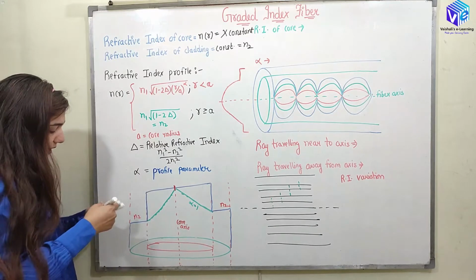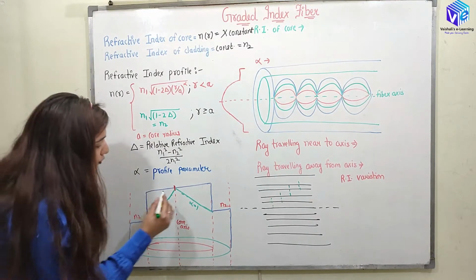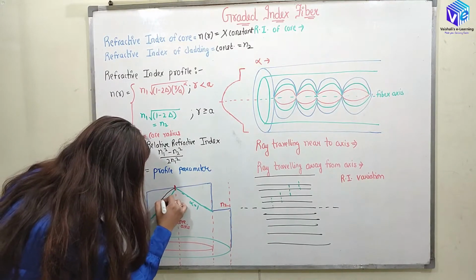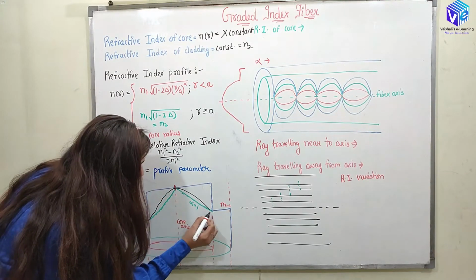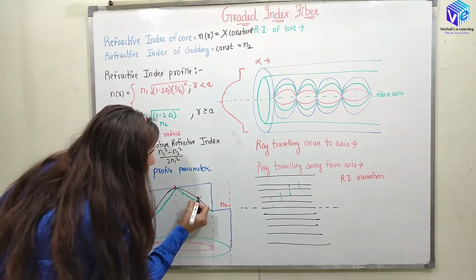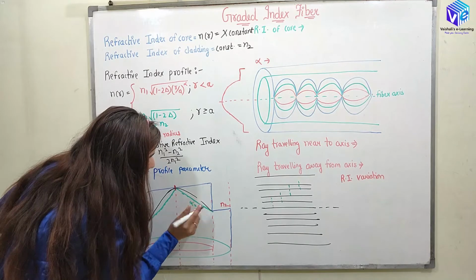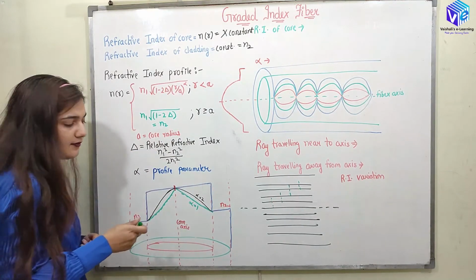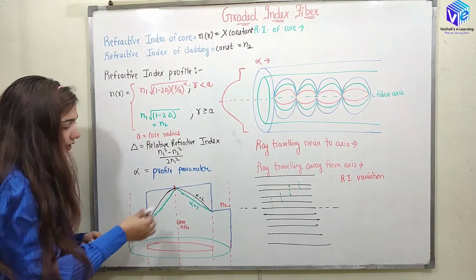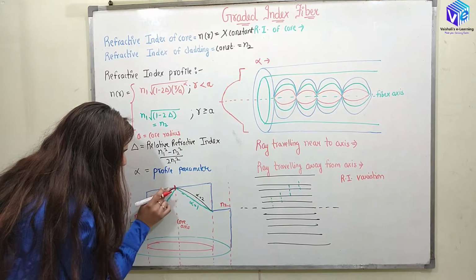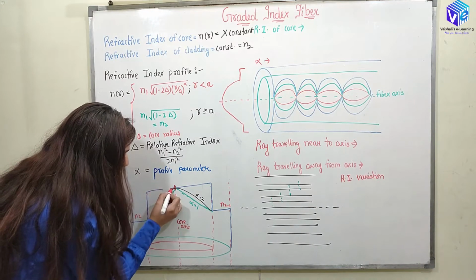Now when I put alpha equal to 2, you can see we have got a parabolic profile. Now if I increase alpha, the profile is going to look like this.